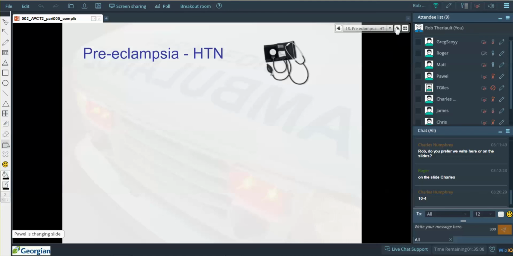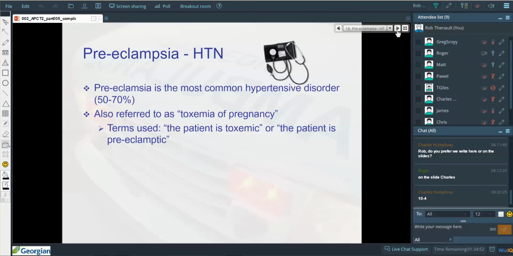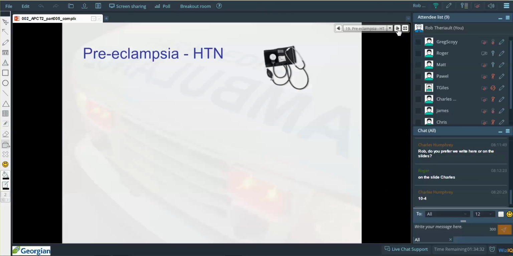So preeclampsia is hypertension in pregnancy. It's the most common hypertensive disorder, accounting for about 50 to 70%, and sometimes referred to as toxemia of pregnancy. Terms used include the patient's toxemic or the patient's preeclamptic. And the etiology is not really known, but one of the hypotheses is that some sort of placental dysfunction can initiate systemic vasospasm, ischemia, and thrombosis, and ultimately that may lead to organ damage.